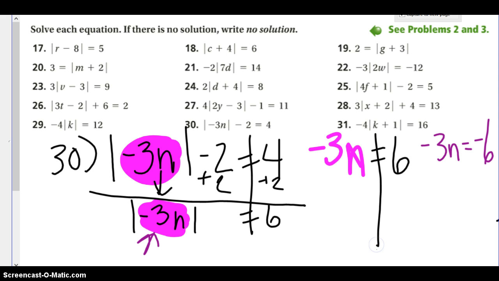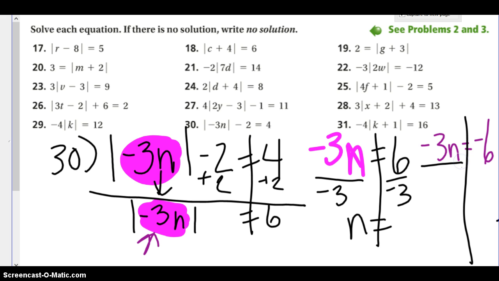Okay, so how do I undo this? I divide by, okay, so you get n equals, I'm not going to tell you what it equals. I think you are capable of figuring that out. Over here, I'll divide by negative 3, divide by negative 3. So you get n equals, you figure out that one too.